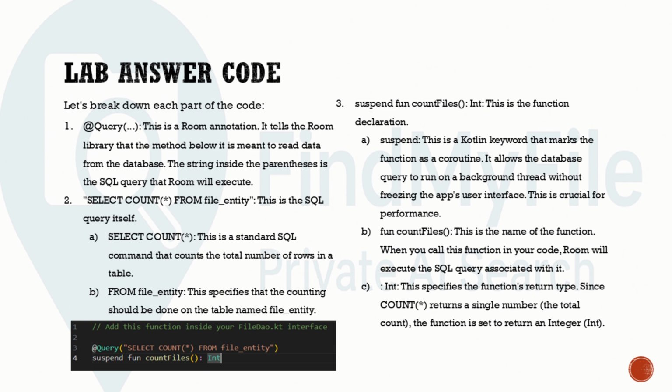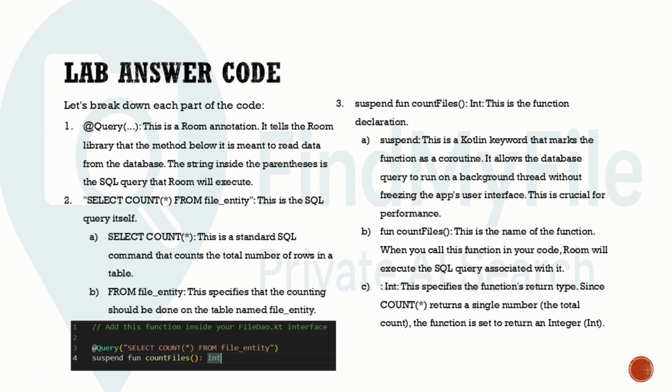fun countFiles, this is the name of the function. When you call this function in your code, Room will execute the SQL query associated with it. And the last one, Int, this is specific. This specifies the function's return type. So since COUNT(*) returns a single number, which is the total count, the function is set to return an integer, or Int.